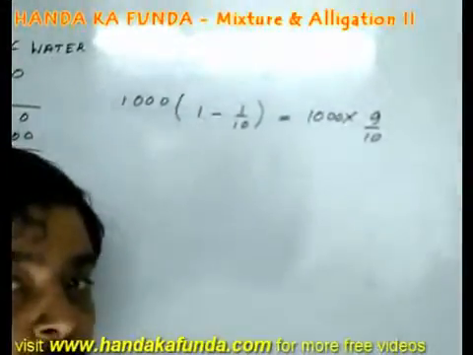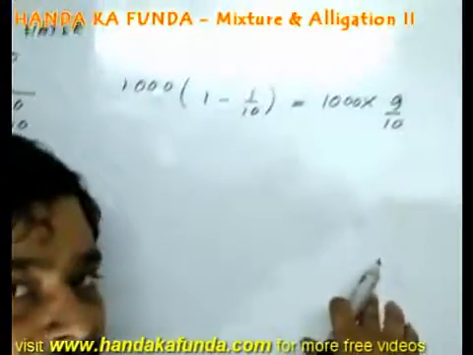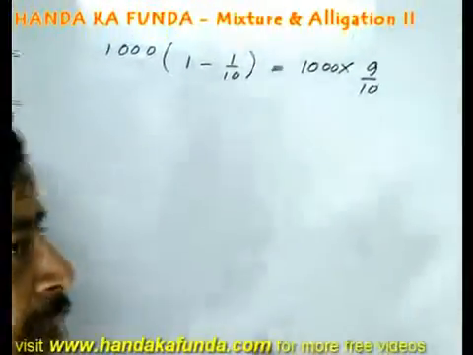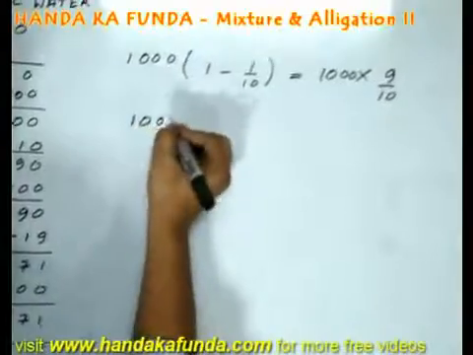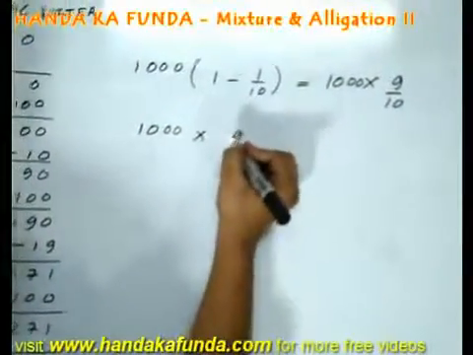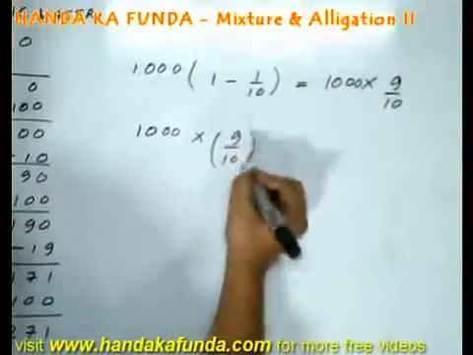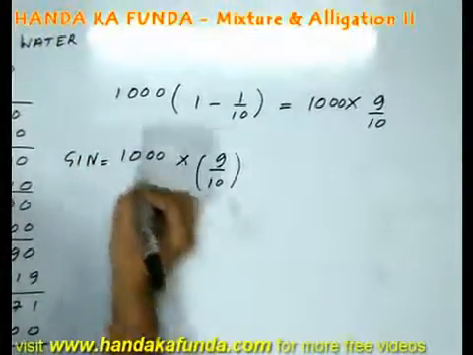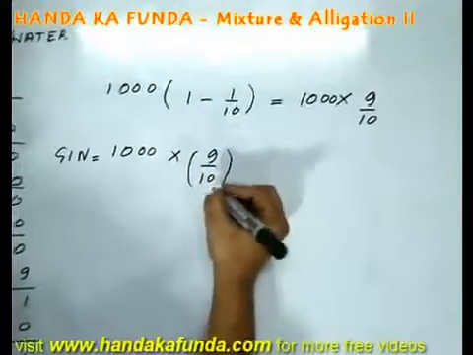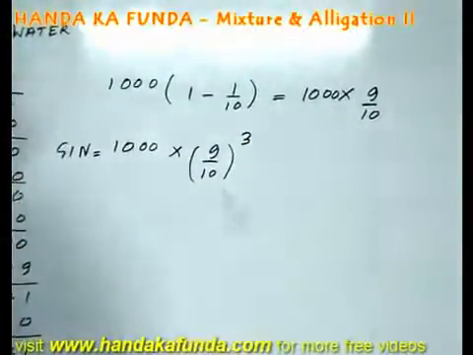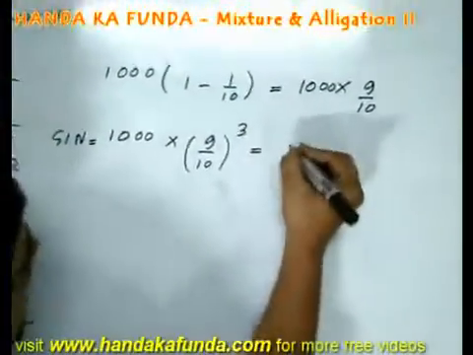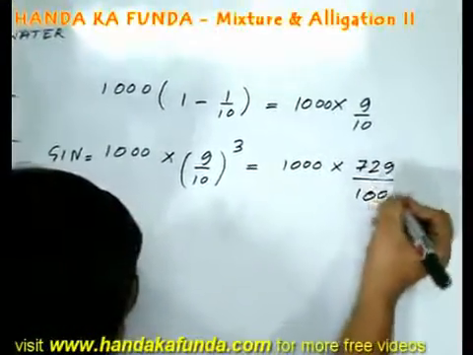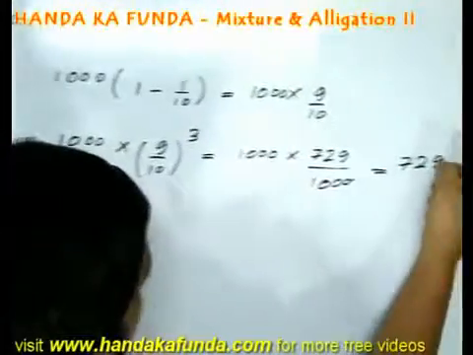So if I do the process again, what will happen? It will again become 9 by 10. If I do the process again, what will happen? It will again become 9 by 10, and so on. So finally, when I know that my process is done thrice, every time it became 9 by 10 of the original, what will be the final quantity of gin in the mixture? That will be 1000 into 9 by 10 for once. If it is thrice, it will be (9 by 10) whole cube, which if you calculate, 9 cube is 729, comes out to be 729 ml.